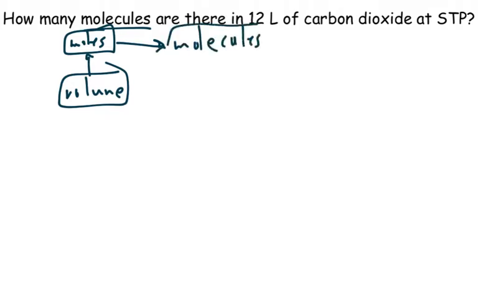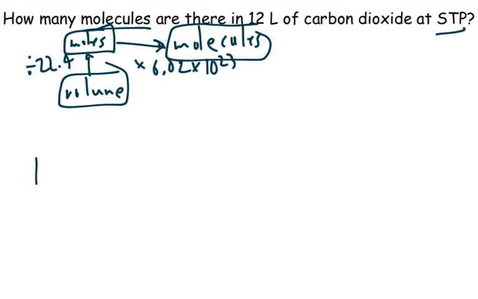So if you look at the flow chart, the first thing we'll do is, it is at STP, so we're going to go ahead and divide by 22.4. Okay, and then to go from moles to molecules, we'll multiply by Avogadro's number. So we'll do that as the second step.